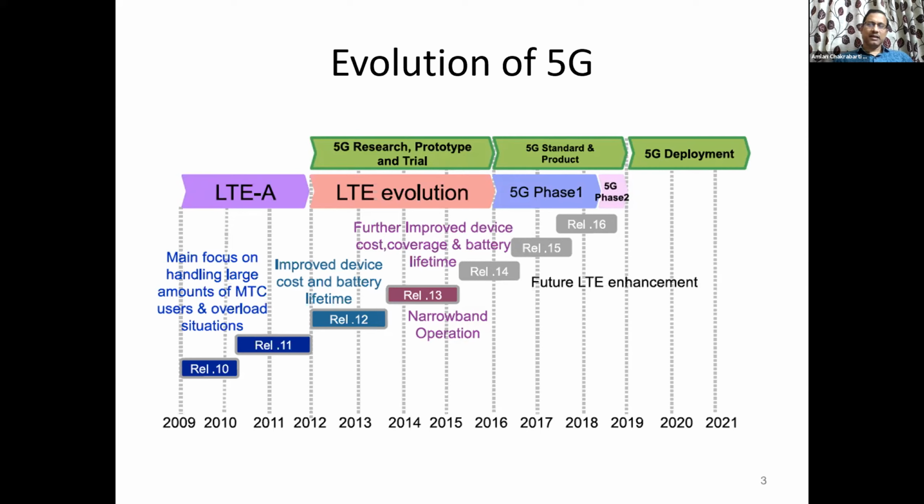Massive machine type communications, and ultra-reliable and low-latency communications. These actually generate a lot of applications, whether it is smart home, smart building, smart city, industrial automation, mission critical applications, or self-driving car.